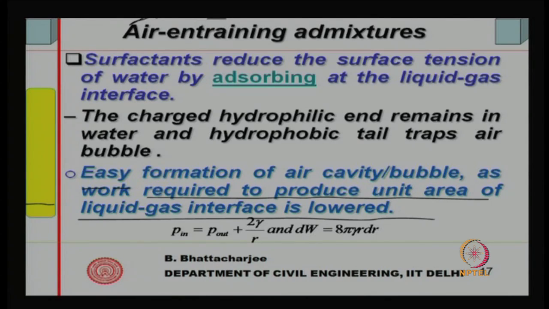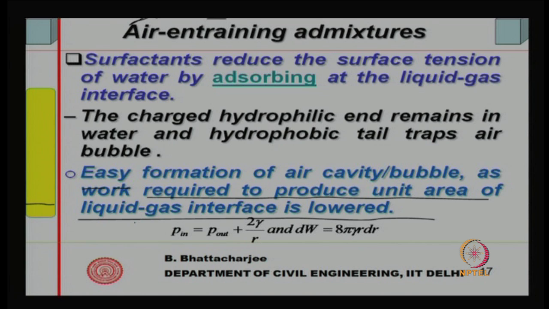In a bubble, the pressure inside must be balanced by the outside pressure. It is actually given as P in equals P out plus twice gamma by R, because at the interface there is surface tension, the water is there. Water is there at the interface.